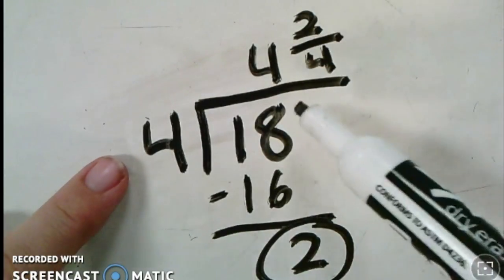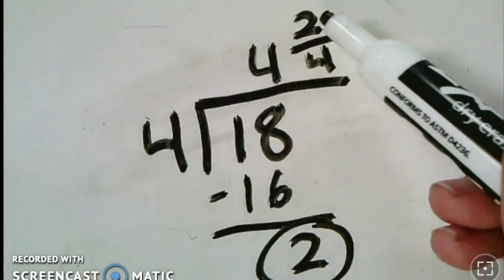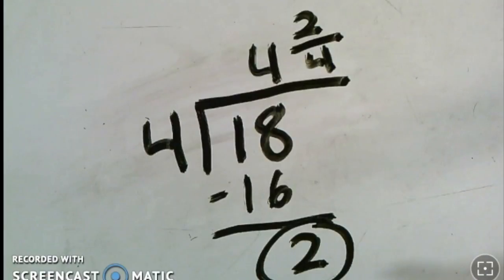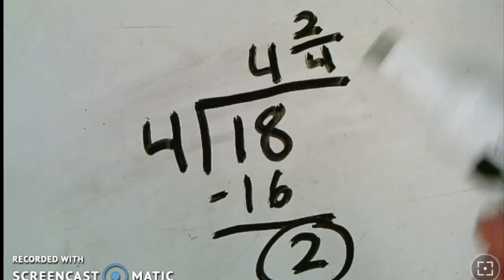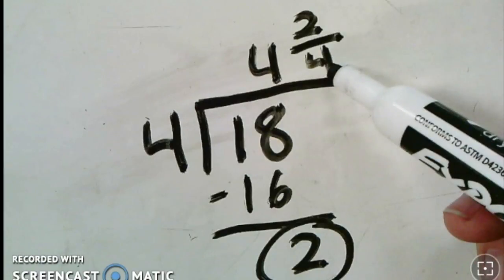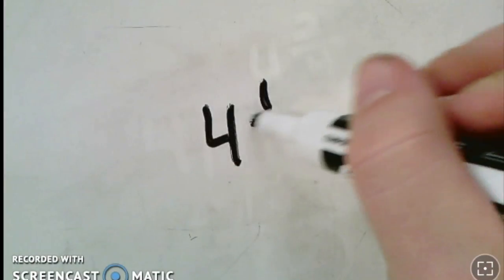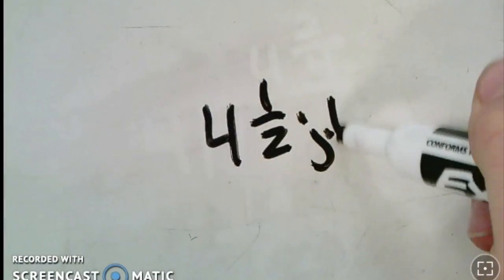But I'm not done, because this fraction right here is not simplified. 2/4 is the same thing as what fraction? Good, 1/2, because 2 is half of 4. That's how you can remember that. So my final answer would be 4 1/2 jelly beans.